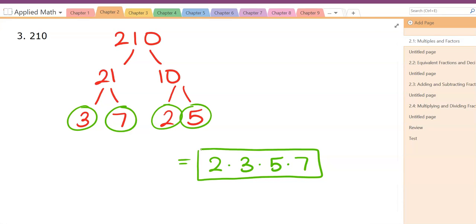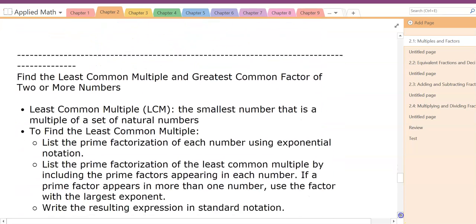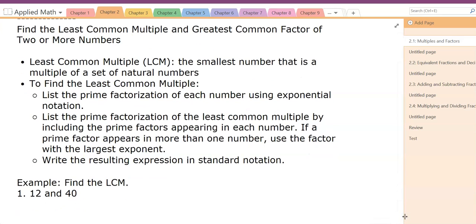So the reason we want to find factor trees like that is to help us find 2 items. One is called the least common multiple, and one is called the greatest common factor. The least common multiple is the smallest number that those 2 numbers, or whatever numbers you're looking at, can go into. For example, for 2 and 3, the smallest number they could both go into would be 6.